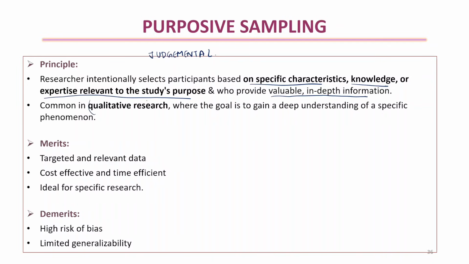This is commonly used in qualitative research where the goal is to obtain a deep understanding of a specific phenomenon. Merits here are that targeted and relevant data is obtained. It is cost effective and time efficient, and it is ideal for specific types of research. Demerits here are a higher risk of bias and limited generalizability.